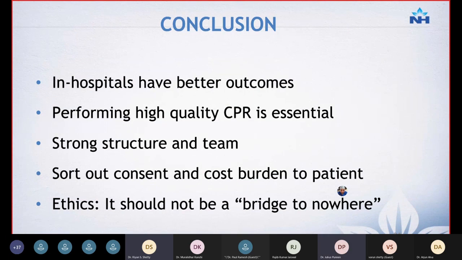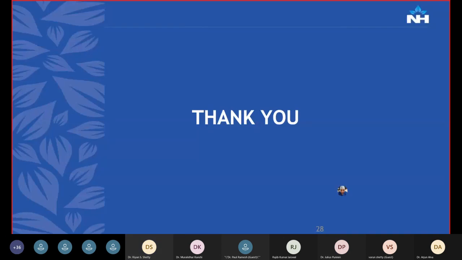So to conclude, in-hospital cardiac arrests have better outcomes. Performing high quality CPR is very essential. A strong structure and team is required. We need to sort out consent and the cost burden to patients. Ethically, it should not be a bridge to nowhere. It should be a bridge to something. Thank you.